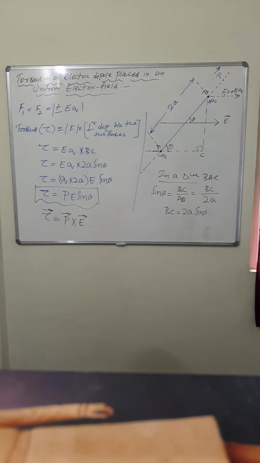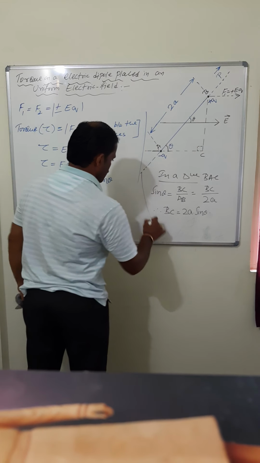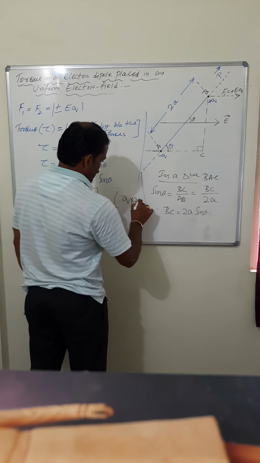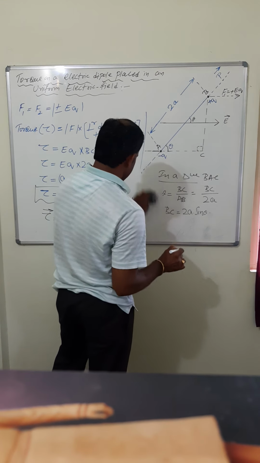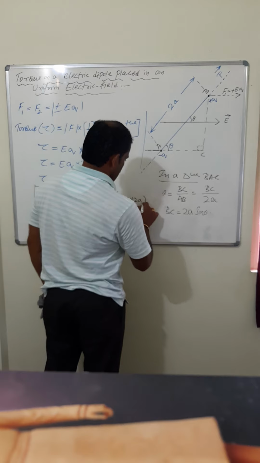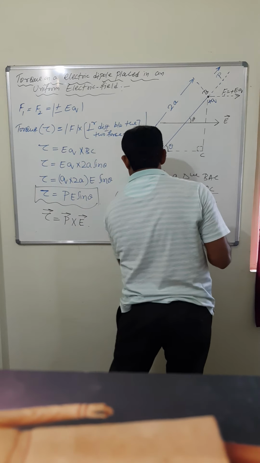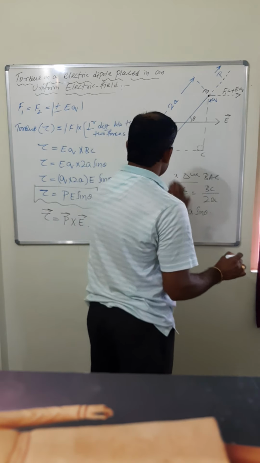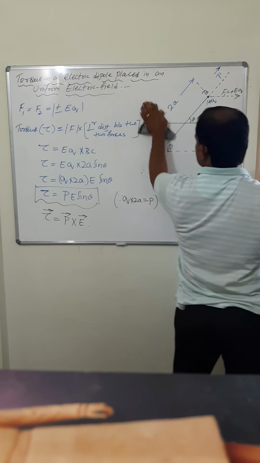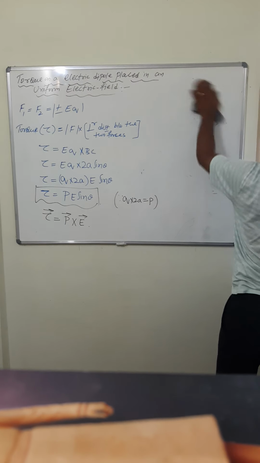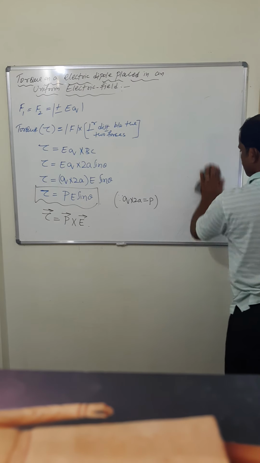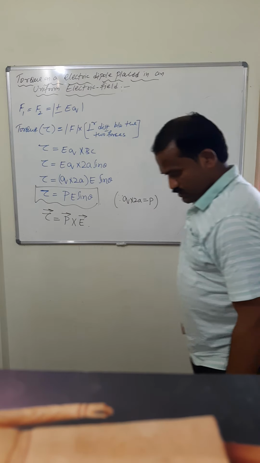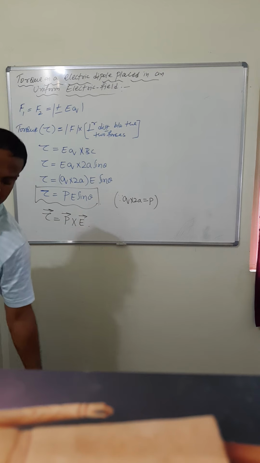Q into 2A. What is Q into 2A, guys? Q into 2A is equal to dipole moment, electric dipole moment. So this will complete about the torque on an electric dipole.